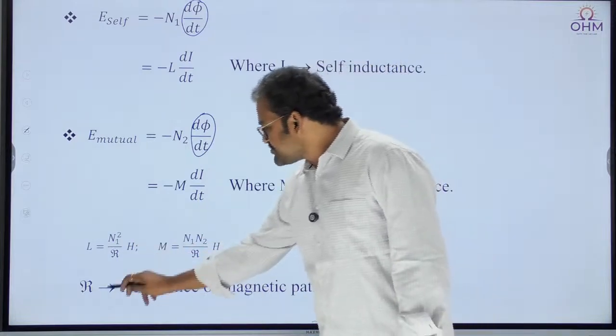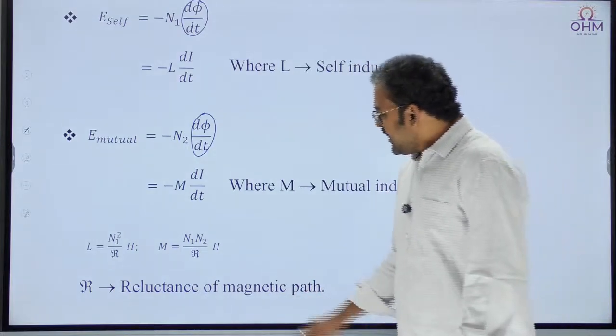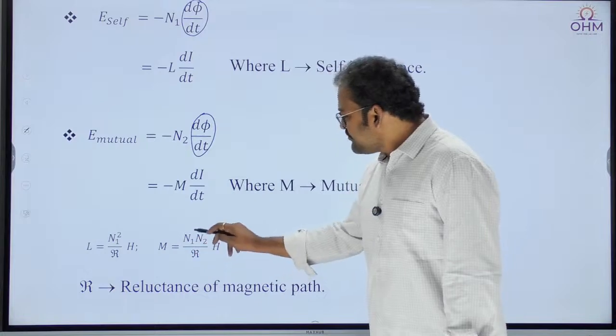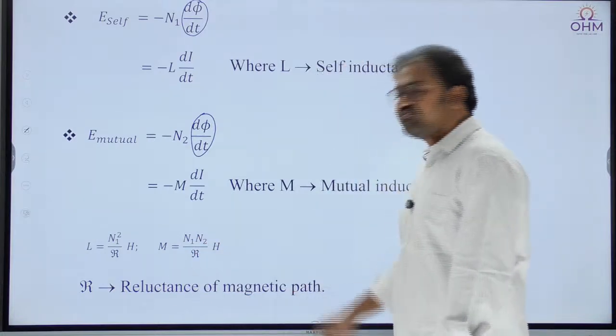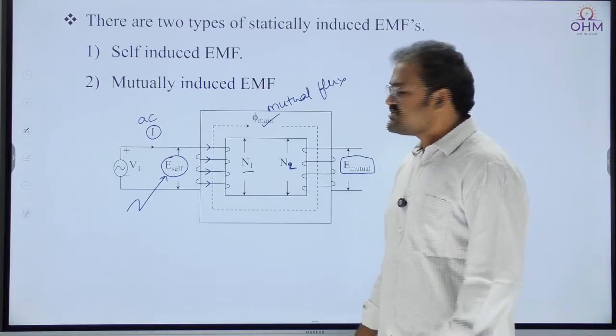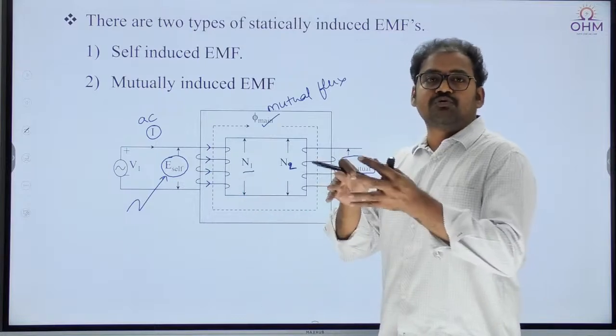Where R is known as the reluctance of the magnetic path, a very important quantity. And M, mutual inductance, is equal to N1 N2 by R. Again, R is nothing but the reluctance of the magnetic path. Reluctance is the property of the magnetic medium which will oppose field flux.